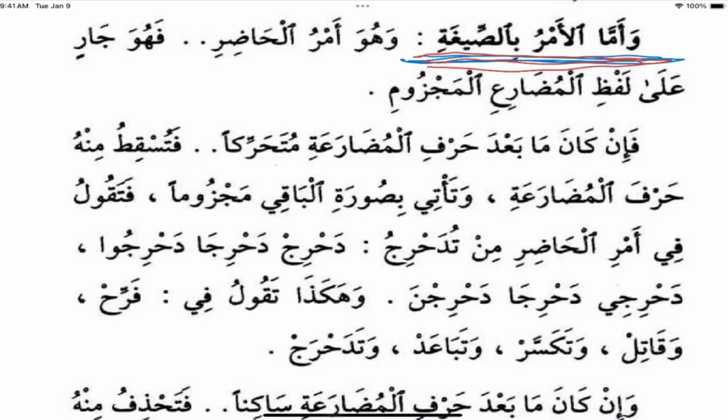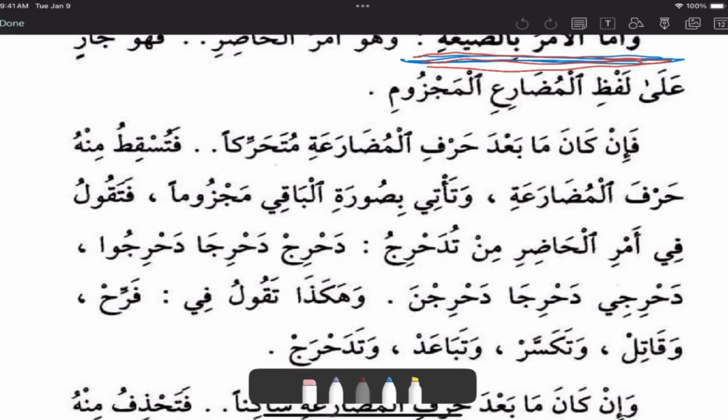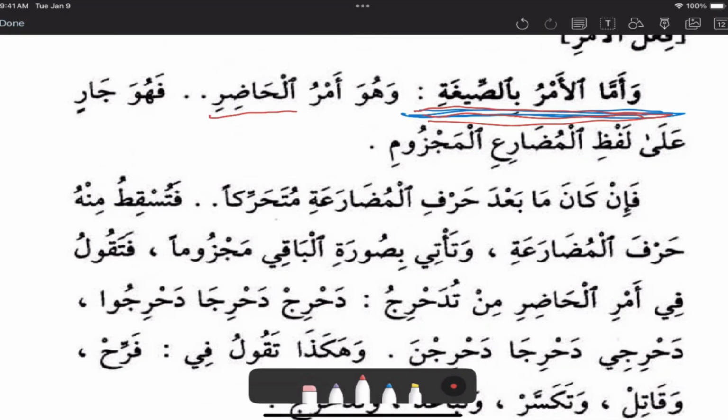وَهُوَ أَمْرُ الْحَاضِرِ, which is commanding the one who is present, commanding the one in attendance. So that's his wording there. And what does he mean? He means what people call second person, which is the mukhatab. He means here by al-hadir, the one in attendance, the one who's present. He means al-mukhatab, the one being spoken to.